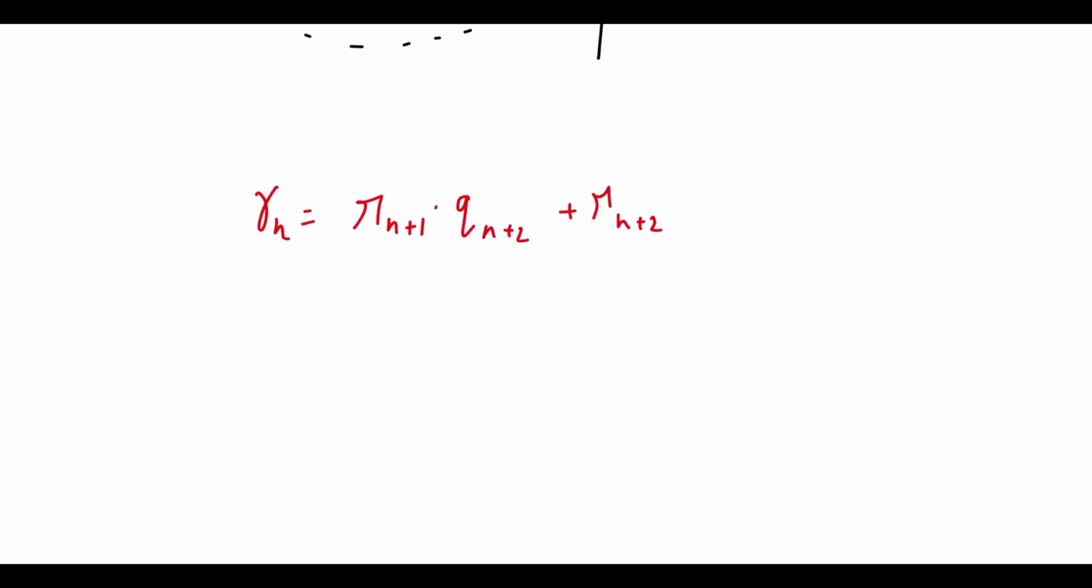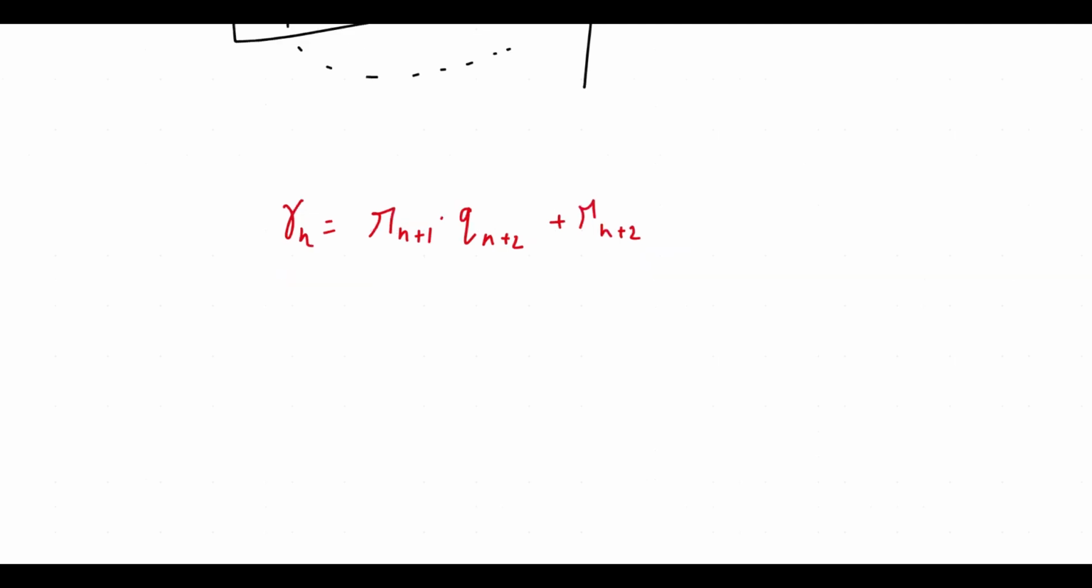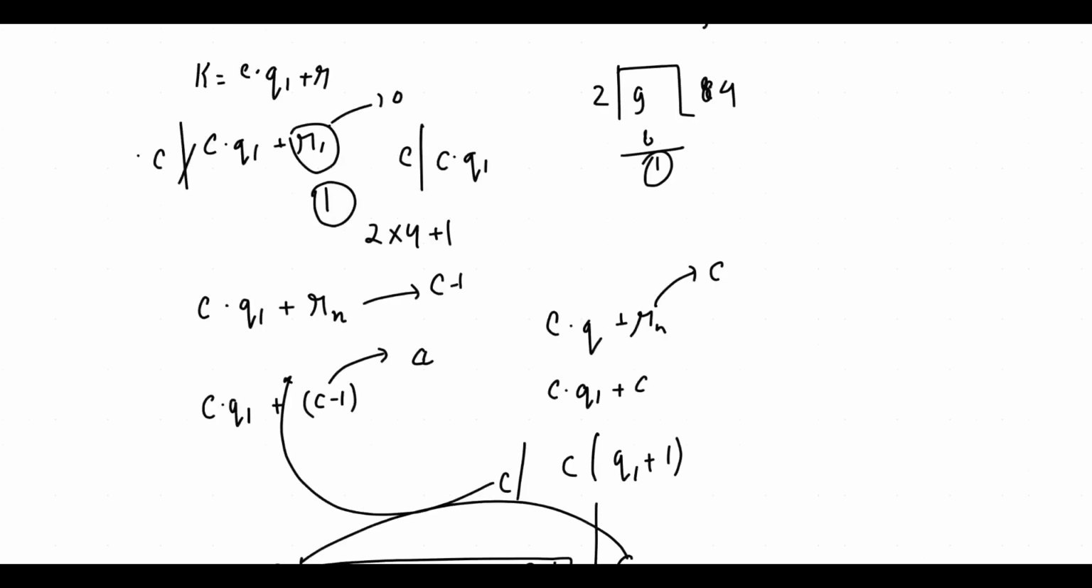Let's make this remainder 0. So if this is 0, then I think you should go back to where you did that Euclidean algorithm thing. It will be more clear then. So let me erase this first.